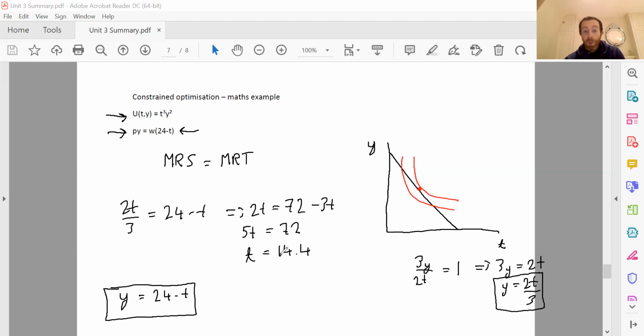14.4. And what I could do is substitute that value of t back into either one of these equations. If I do, I will get that y, probably easier to do this one, y is equal to 9.6.